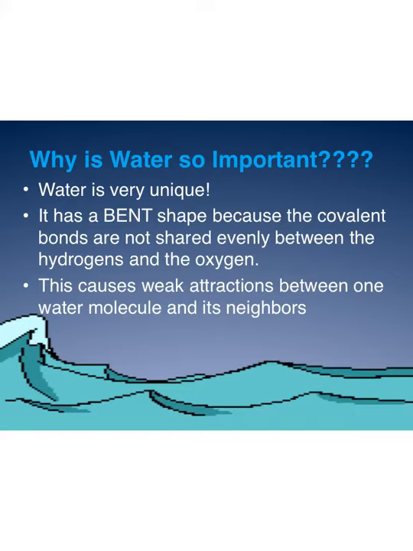One of the cool things about water is its shape itself. Water has this bent kind of structural shape, which I'll show you in a picture in a second, because it's covalent. But it's a special type of covalent. It's what we call a polar covalent compound. And it's a polar covalent compound because the electrons are not evenly shared between the hydrogens and the oxygens.